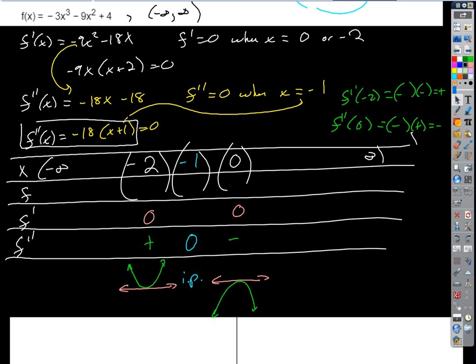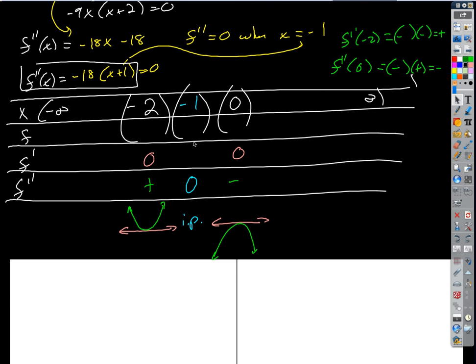We differentiated again to get the second derivative, and we found a couple things. We found that the only critical number for the second derivative was at x equals negative 1, and that's where the second derivative equaled 0, right? So we added a 0 in the f double prime row that lines up with x equals negative 1. And then here's where we're able to mathematically kill two birds with one stone, so to speak, right? Now we're going to do a bunch of stuff at the same time.